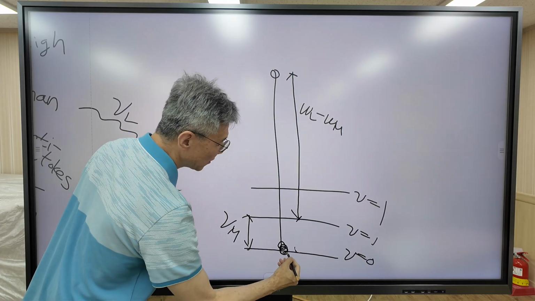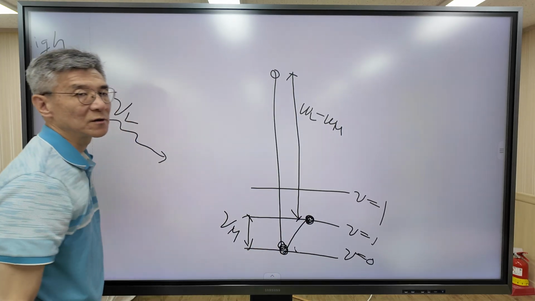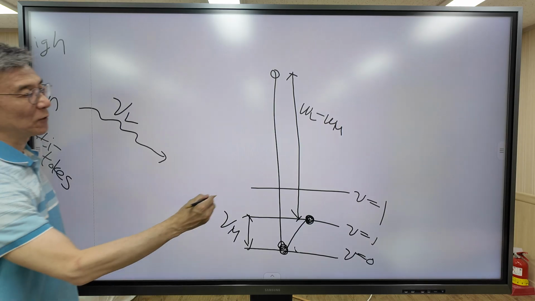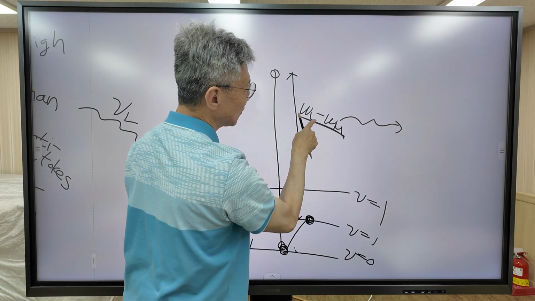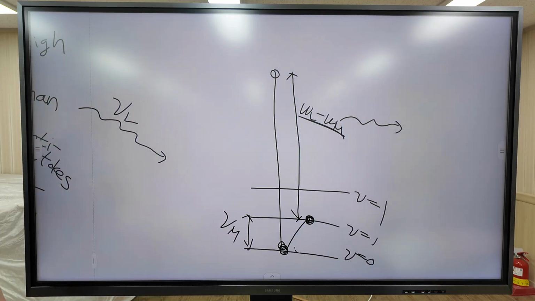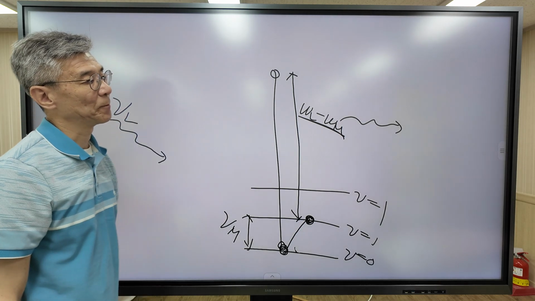This photon is absorbed by the molecule, and the molecule is promoted to the V equals 1 state. And this photon is scattered out. So this photon is called Stokes-Raman scattering. This process is called Stokes-Raman scattering.